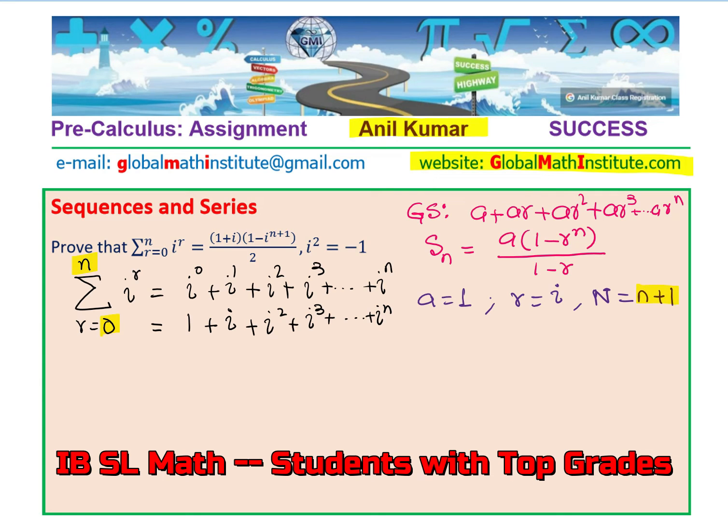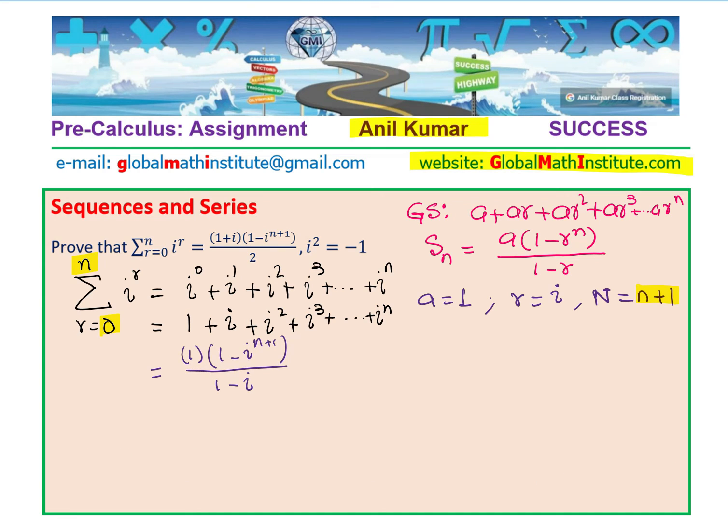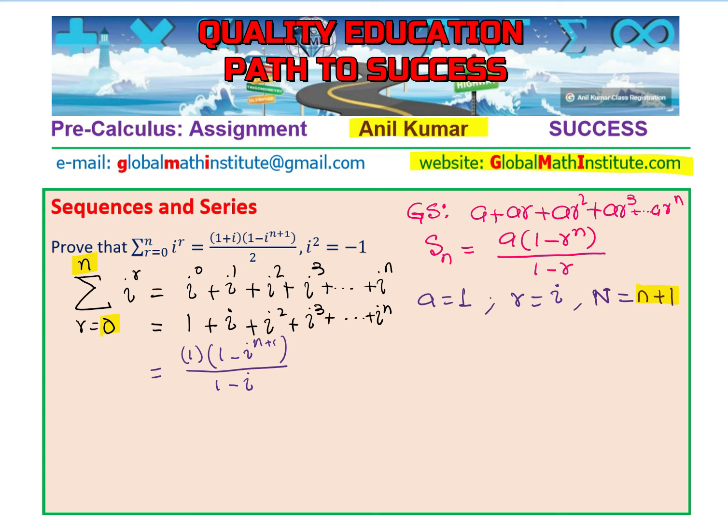So clearly we can straight away apply this formula and get our answer. What do we get here is that this series is equal to a being 1, so I'll just write 1 here in brackets, no need to write but I'll write it to show, 1 minus r which is i for us, to the power of the number of terms which is n plus 1, over 1 minus r. So we get this sum. Is that clear to you?